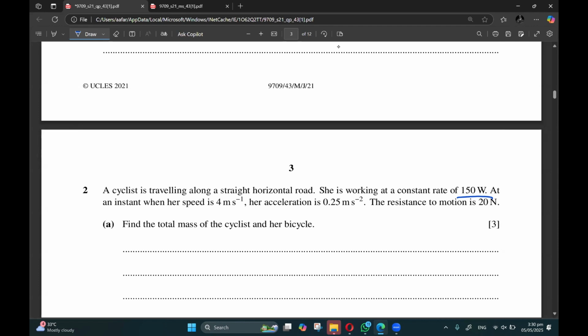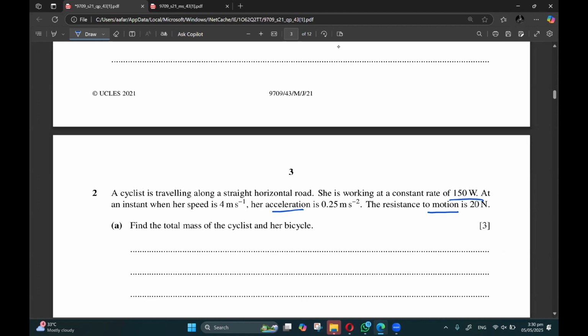So, we have the acceleration, and they've talked about forces, resistance, and they've given us power. From power we can find the driving force. So, to find the total mass, the most appropriate equation would be F equals ma. They've given us the acceleration, and we need to calculate the resultant force from the information which we have.